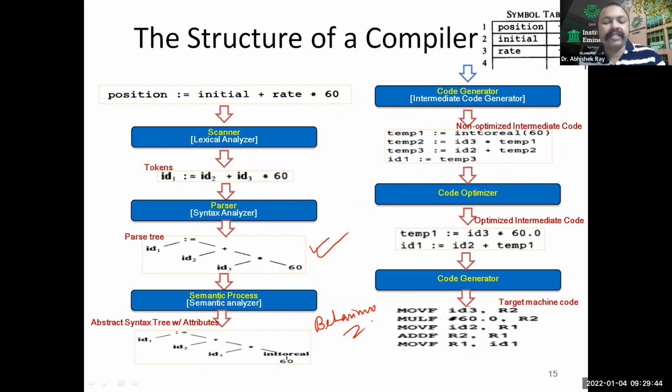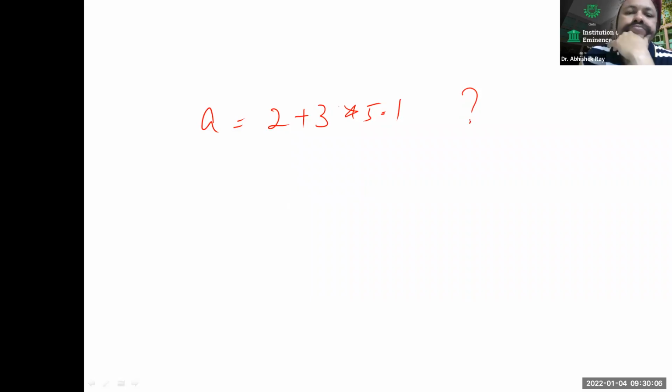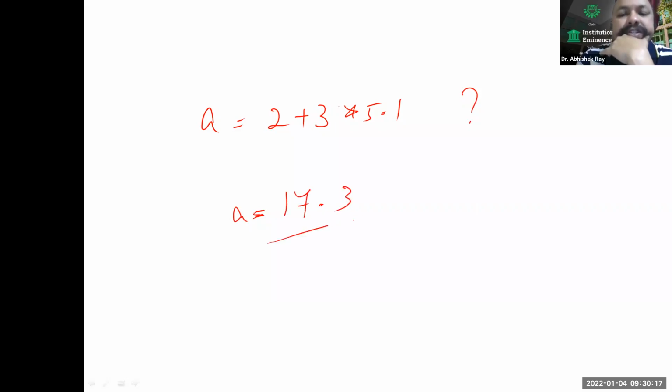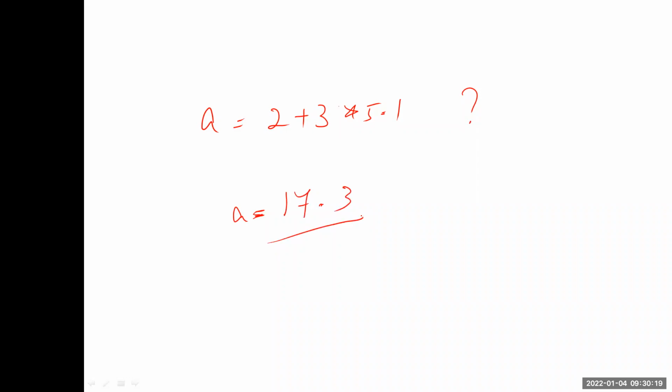Okay. Now what is this behavior all about? Now let's say you are computing something like A equals 2 plus 3 multiplied with 5.1. What is the result? What is the value of A? 17.3. So typecasting. Okay.